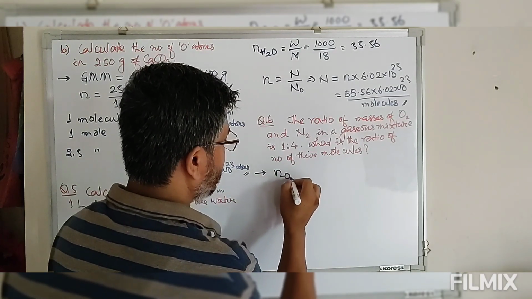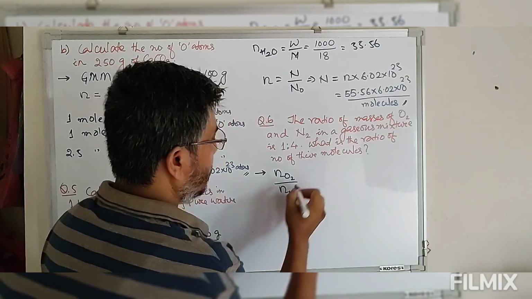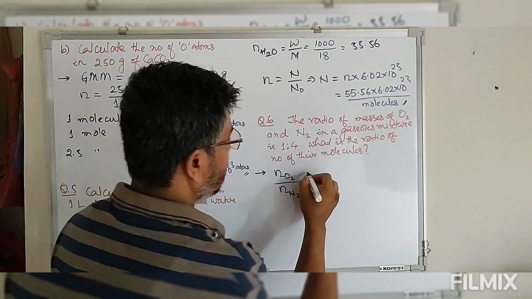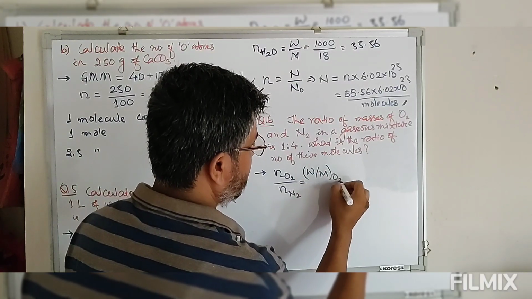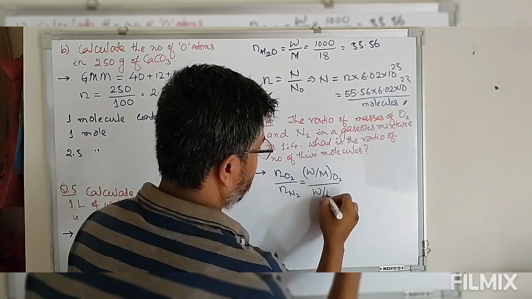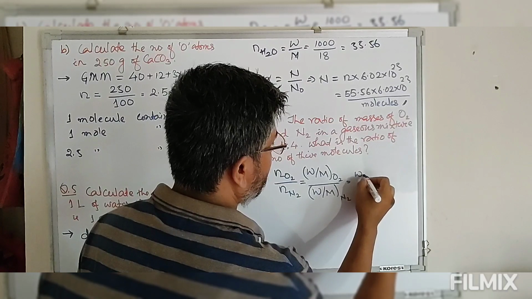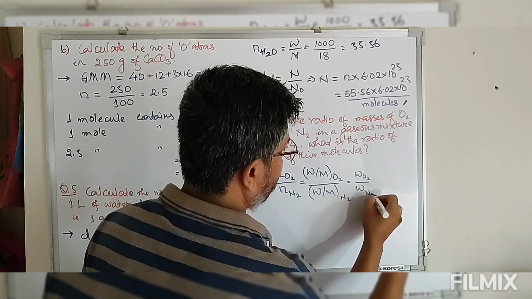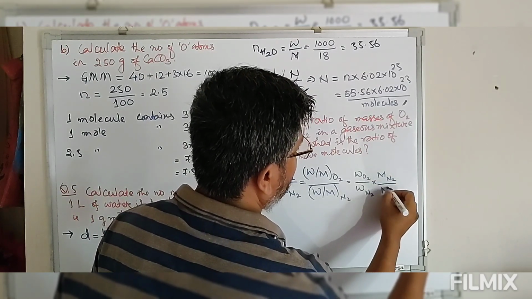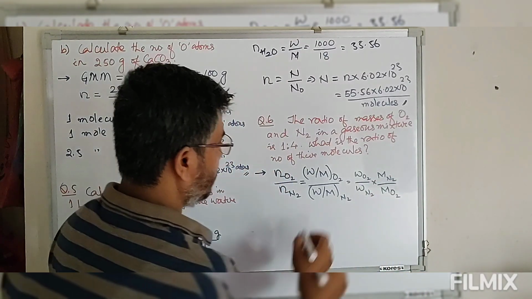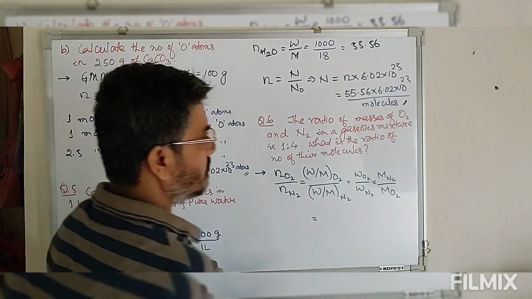Number of moles of oxygen divided by number of moles of nitrogen. Number of moles is defined as mass divided by molar mass of the species. So this equals mass of oxygen divided by mass of nitrogen, into molar mass of nitrogen divided by molar mass of oxygen. So therefore, this number of moles ratio is equal to the mass ratio times the molar mass ratio.